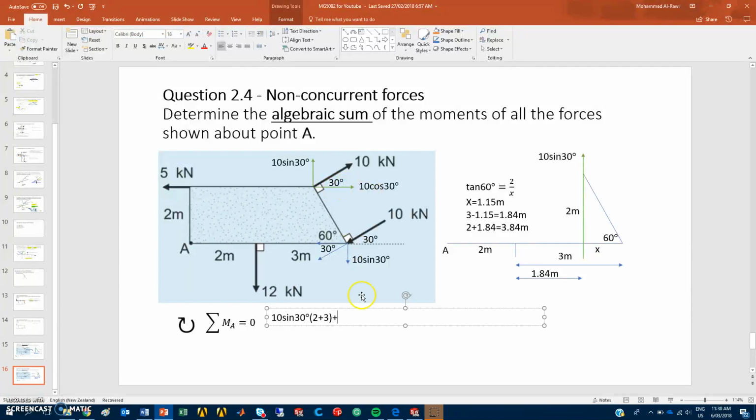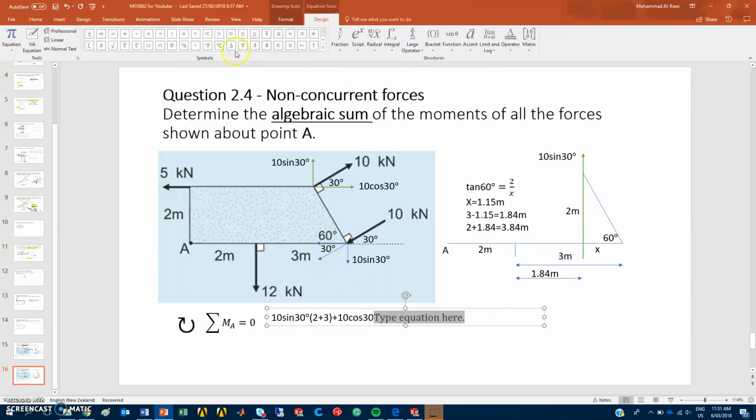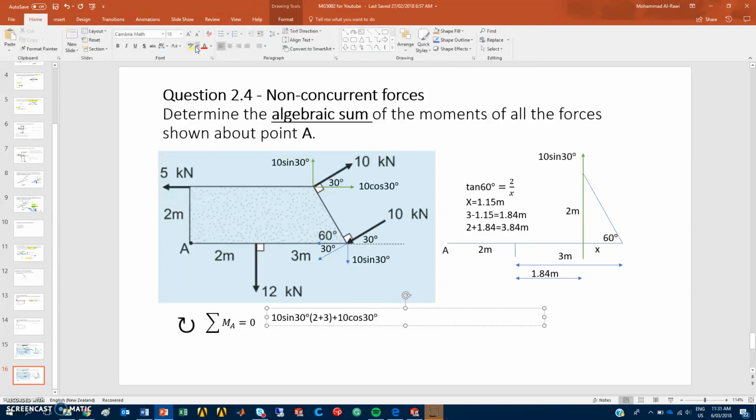The other one is 10 cosine 30. And if you see, this will rotate. If I hold this point at point A, this will rotate in that direction. So this force will be 10 cosine 30 degrees, times the distance from here to there, which is 2 meters.